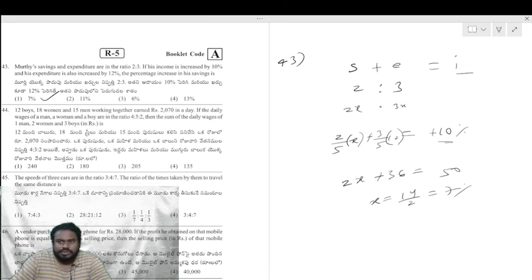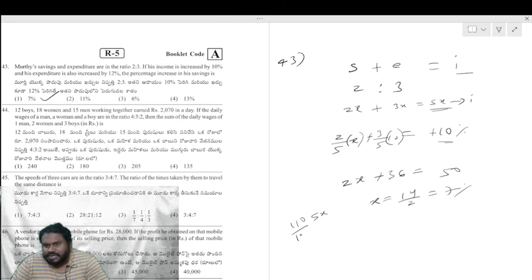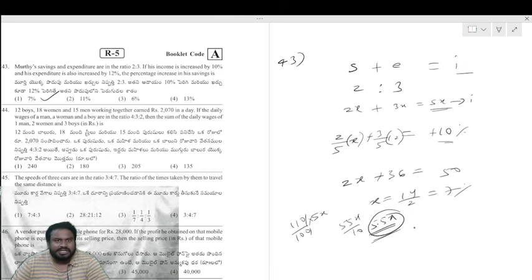Okay, so now it will become 5x. 5x is the income. So 5x is increased by 10%. 5x is increased by 10% means, if 5x is the term, 10% increase means 110 by 100 into 5x. So it will become 55x by 10, or 5.5x is the last value. So in terms of x, 5.5x.